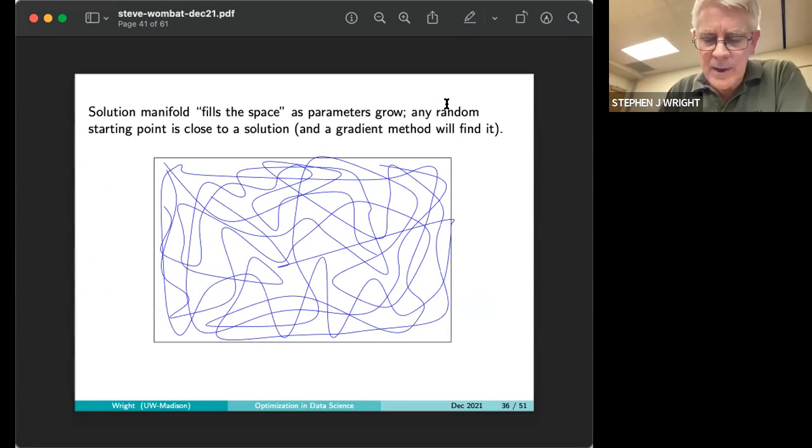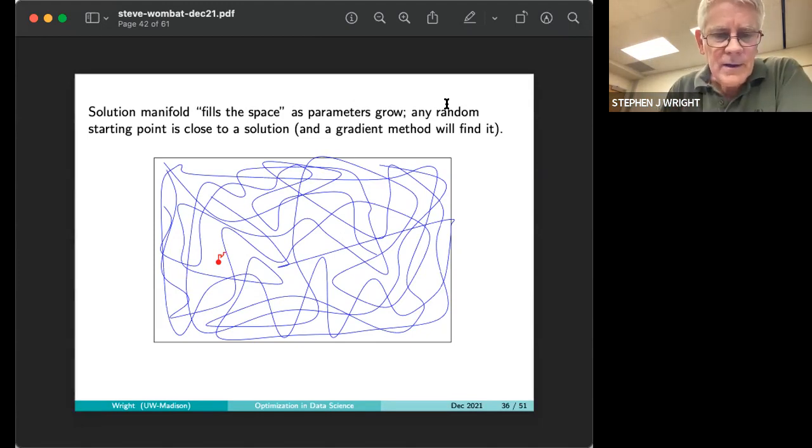So what that means is if I pick some random starting point, if I just pick some red dot in that parameter space as my starting point, as my initial value of the parameters, then because the manifold of solutions fills the space, that red dot is going to be close to one of the solutions because it's going to be close to that manifold. And so if I just run gradient descent, I'm going to be able to converge to a point on that manifold. And in fact, that's what happens. You can show both empirically, by generating random starting points, and theoretically, this actually is something that's really happening.